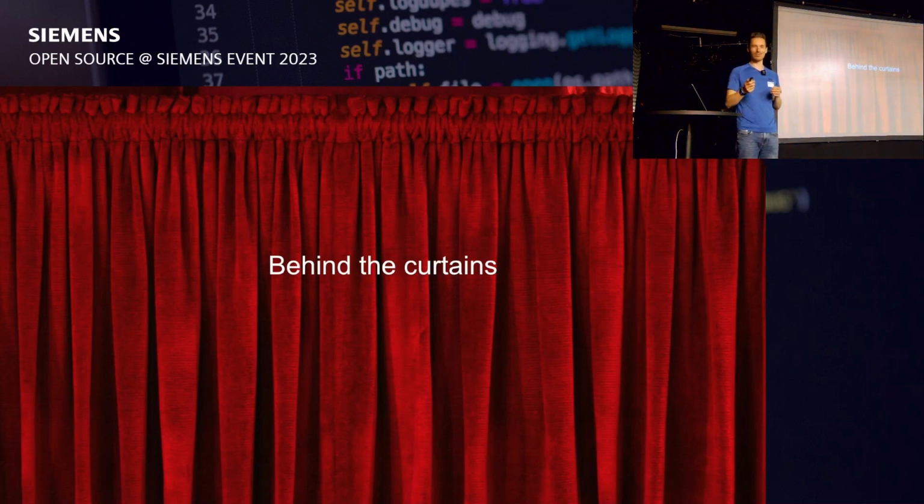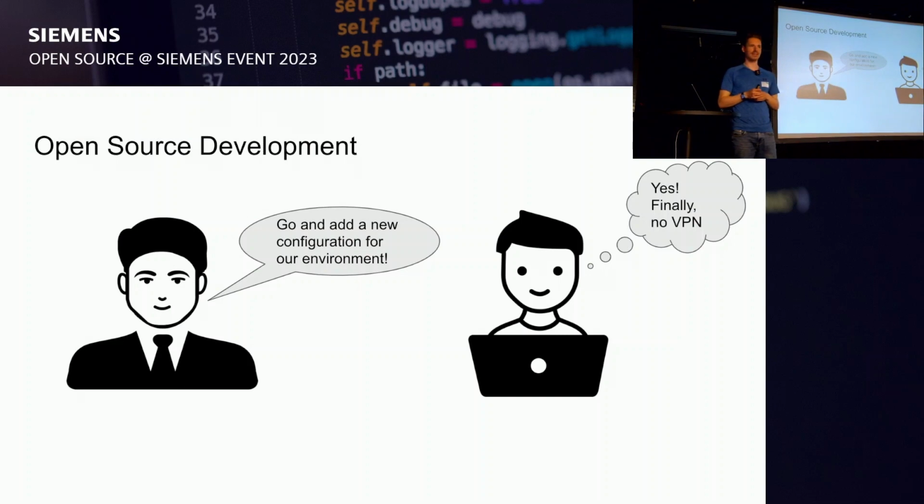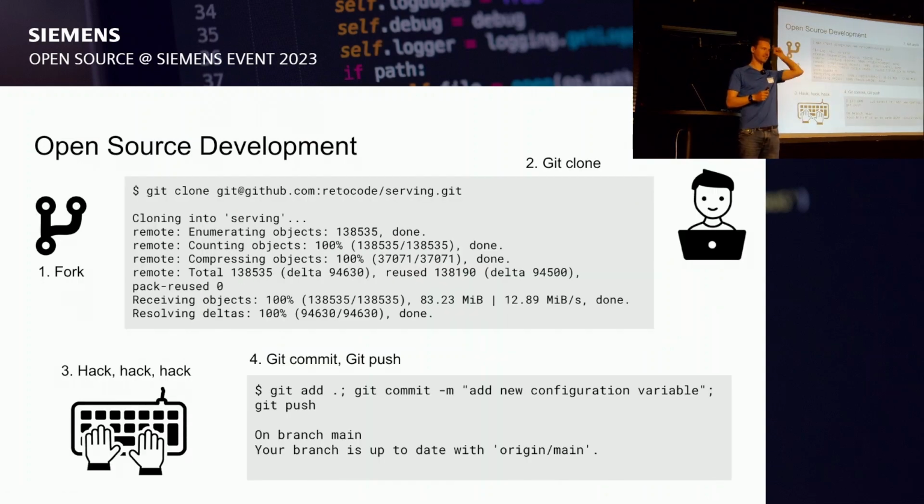So maybe not super behind the scenes. Imagine you were told by your boss tomorrow that you should do something on an open source project, right? He comes to you and says, hey, go, that project is open source. Go there, add a new feature. And obviously your reaction is, finally. You don't need VPN because you can go to GitHub, create a fork, git clone, hack, test it locally, everything is fine. Git add, commit, push, done, right? It's open source, it's GitHub, easy.